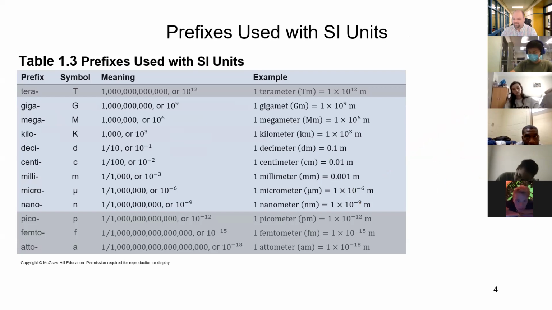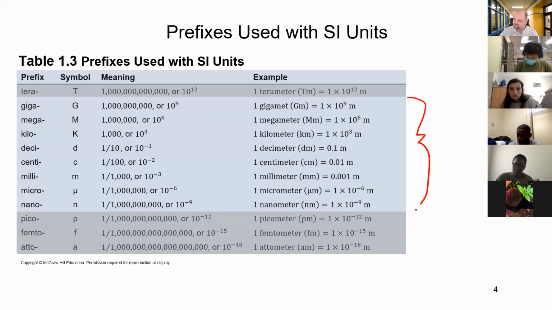This is much of what we will do tomorrow, working with these prefixes and making sure we know how to convert between them. I've sort of grayed out the ones that I don't expect you to remember. The others that I haven't grayed out, these are the ones that you need to know and you need to be able to use. Right. These prefixes just help us deal with really big or really small numbers.